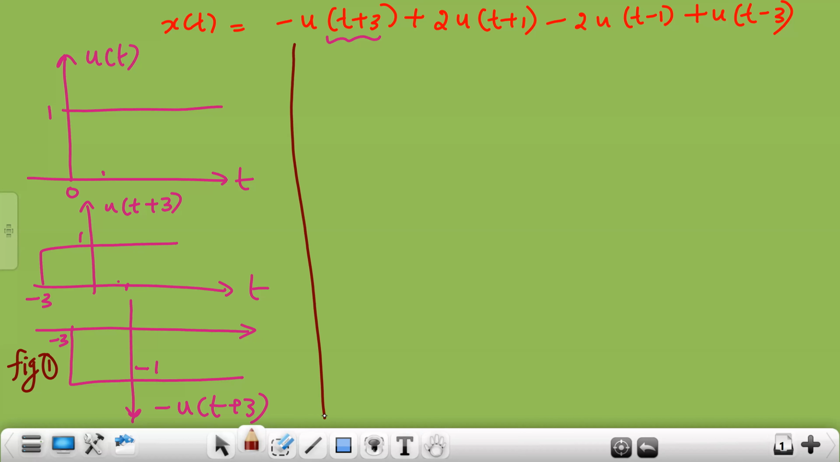Now coming to the second part. In the second part, you are going to plot 2u of t plus 1. So for this again, you need to take this u of t into account. So from this u of t, first you will be plotting u of t plus 1.